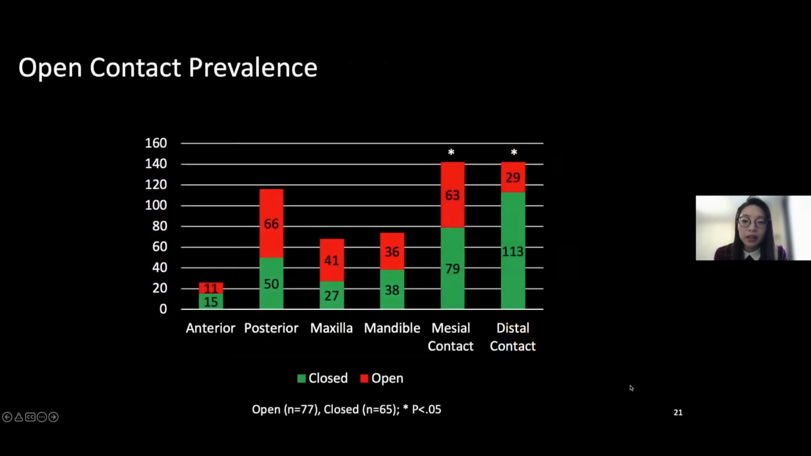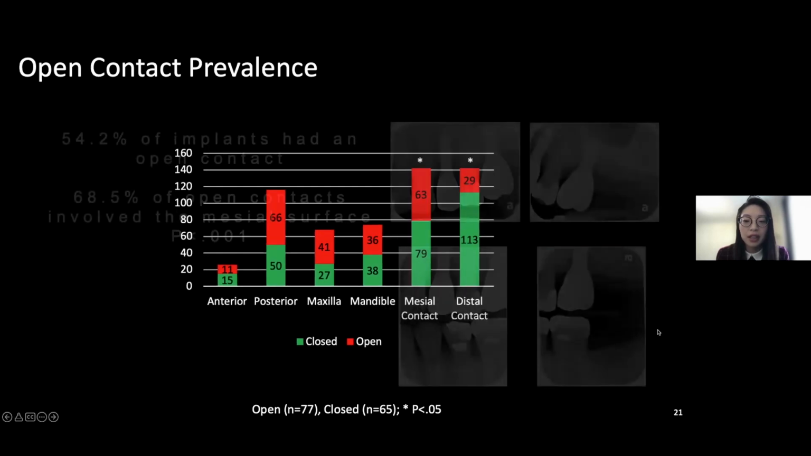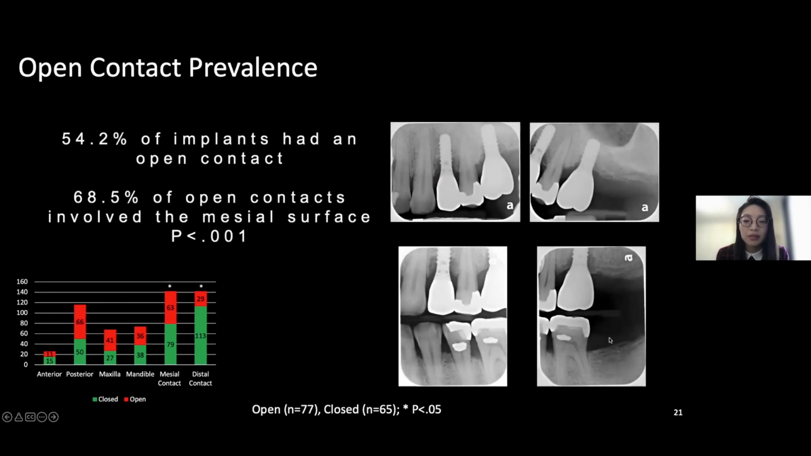Overall, we found that there was a higher prevalence of open contacts in posterior implant sites. We also found quite a few open contacts in the maxilla, but it was pretty similar. There was no significant difference statistically between anterior, posterior, maxilla, and mandible in terms of the ratios. But we did find a significant association of open contacts on the mesial contact of implant sites. We found that 68.5% of the open contacts involved the mesial surface of the implant, which aligns with the hypothesis that mesial drift of natural teeth results in an open contact.